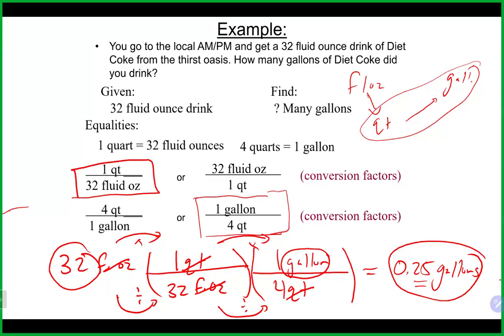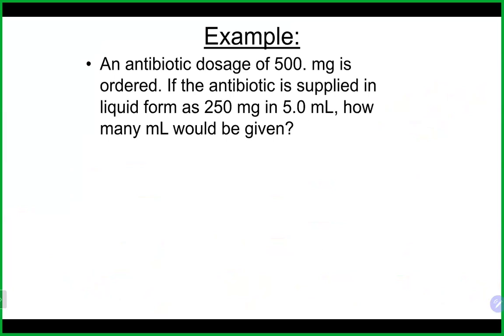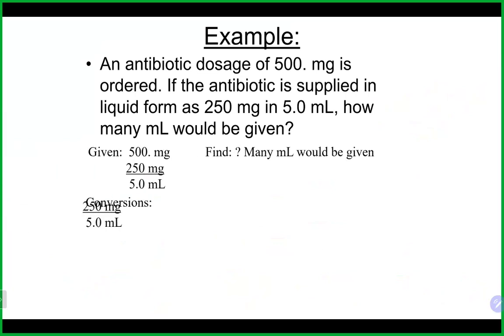All right, let's continue on then. Why don't we try this one? An antibiotic dose of 500 milligrams is ordered. If the antibiotic is supplied in a liquid form as 250 milligrams in 5 milliliters, how many milliliters was given? So take a moment there and see what you come up with here. Maybe some information might be helpful.